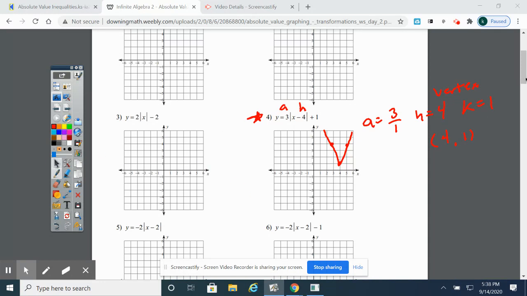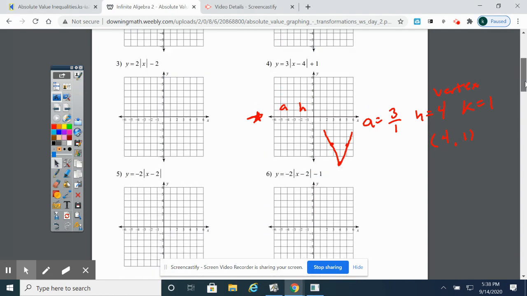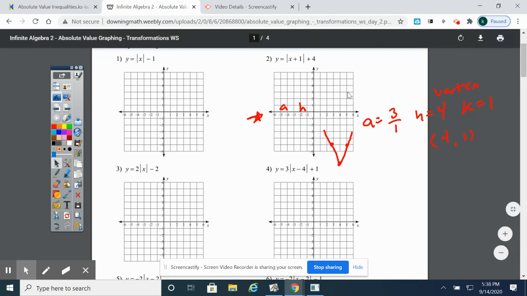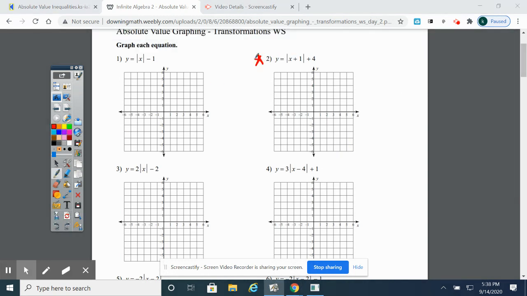Let's do one more just so you have the hang of it. I kind of like this one up here. Let's do problem number 2. Notice the A value doesn't look like it's there. Remember, you get to write a 1 in if you don't see it. So the A value is 1 over 1. The H value is lying to you. It says positive 1. We know it's really negative 1. And the K value is at the end. That is positive 4.